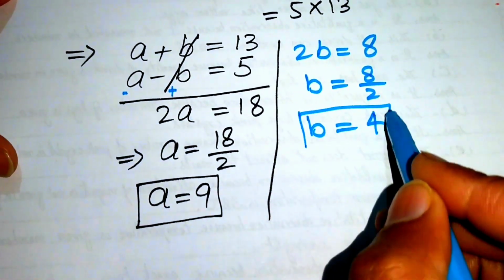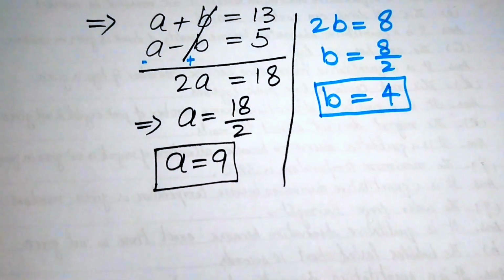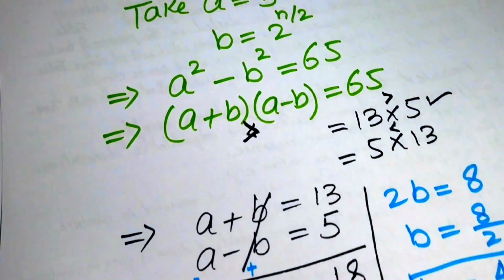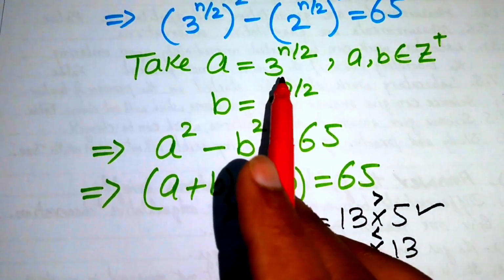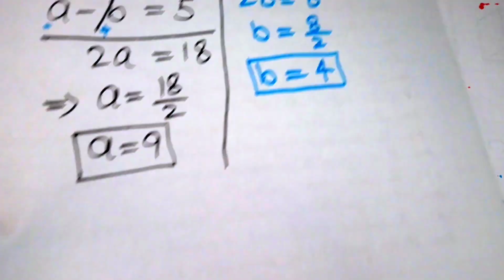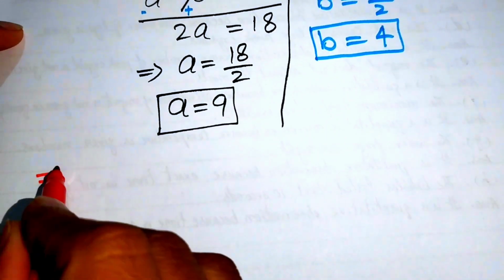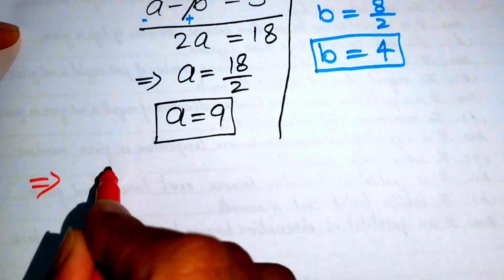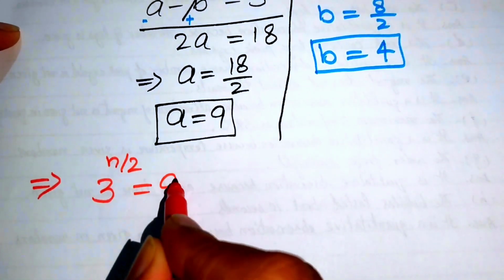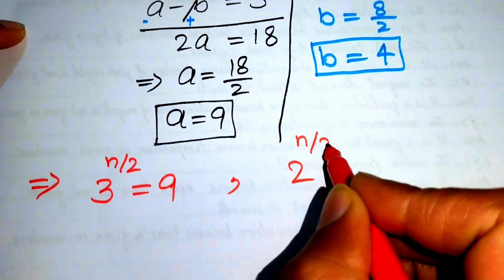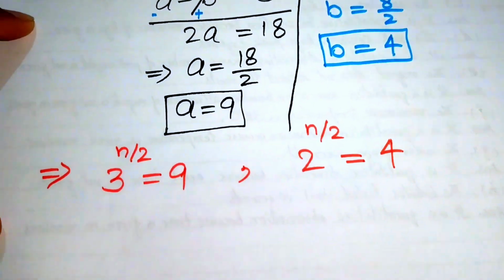So we have both values of a and b, and now we back substitute them. At the start of the problem, we had a equals 3 to the power of n over 2 and b equals 2 to the power of n over 2. So we back substitute the values of a and b here. This implies that a equals 9 and b equals 4, so 3 to the power of n over 2 equals 9, and in this case we have 2 to the power of n over 2 equals 4.